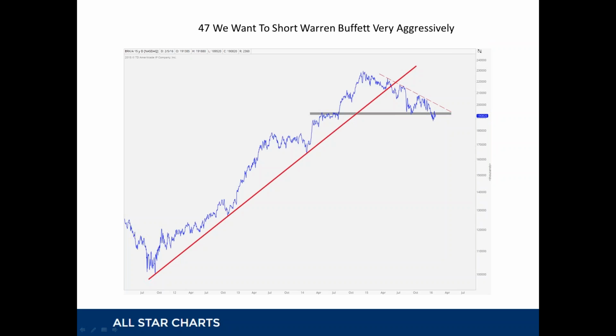So the next chart is why we want to be shorting Warren Buffett very aggressively. It's not a secret that Berkshire Hathaway is a serial underperformer, has been underperforming the market over the last year.